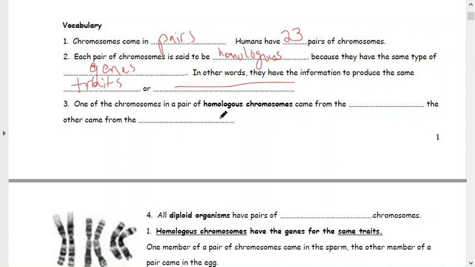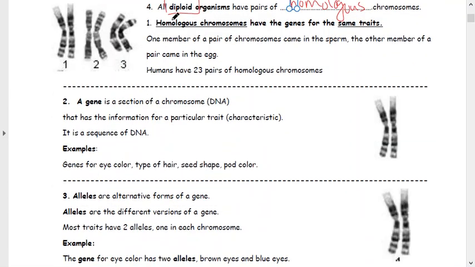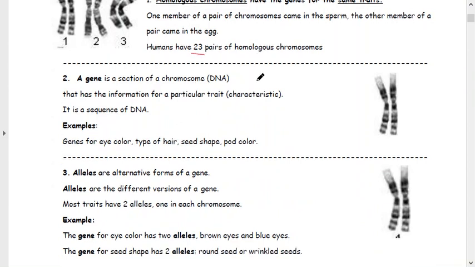Of the chromosomes in a pair of homologous chromosomes, one came from mom, the mother. The other came from the father. And all diploid organisms have pairs of homologous chromosomes. Remember, diploid means you have a set of chromosomes from mom and a set of chromosomes from dad. All right, so here it says homologous chromosomes have genes for the same traits. Humans have 23 pair of homologous chromosomes.